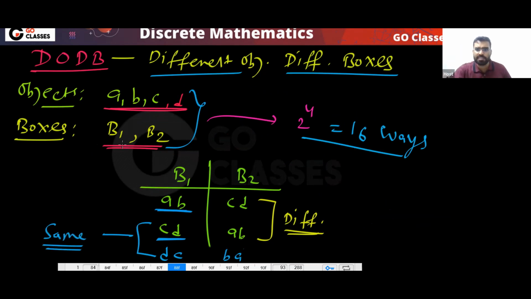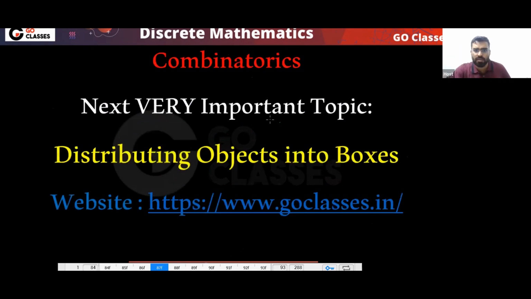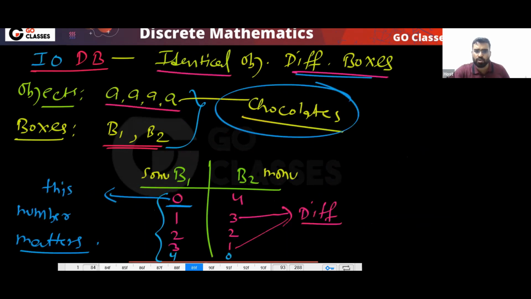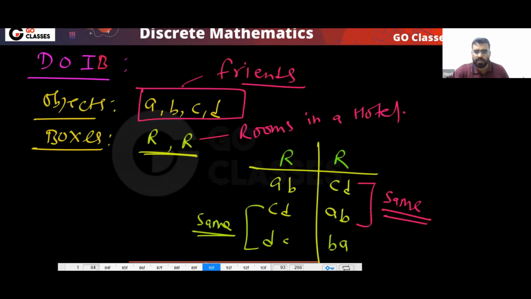Because you are putting objects into boxes. So when you are putting objects into boxes, the order of elements does not matter. Okay, so this is the idea. So this is your DOIB. In this DOIB, you can notice AB, CD. These are same and these are same.